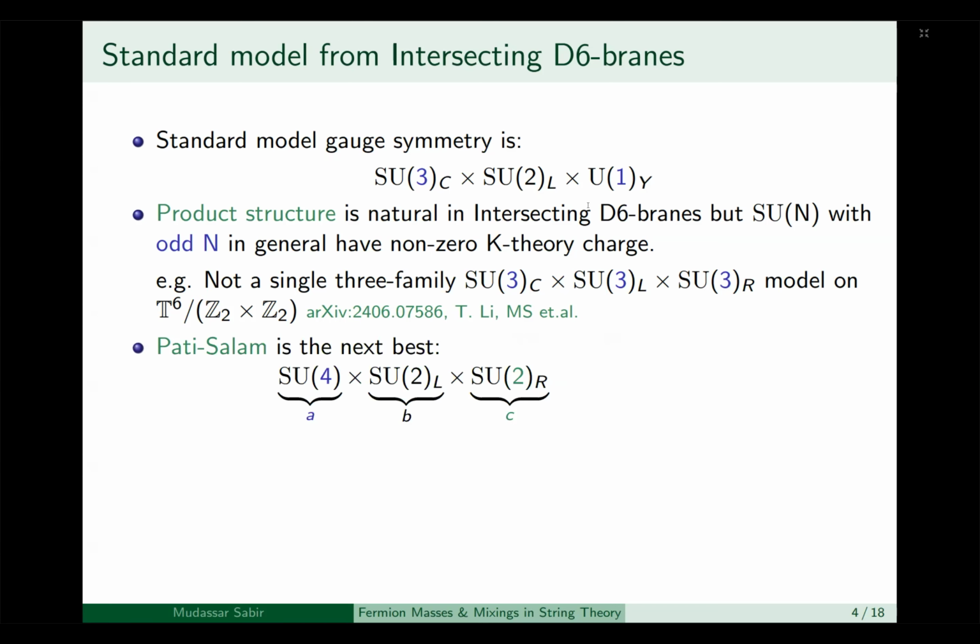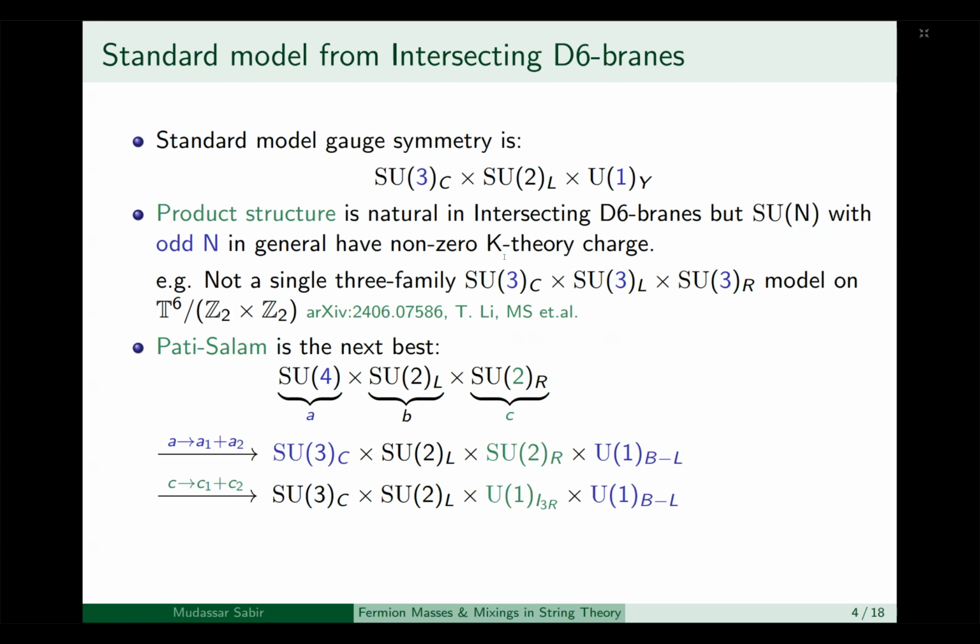The next best thing we can do is Pati-Salam model building. Now everything is even, and K theory charges are trivial because we have an even number of D planes. We can break the symmetry in the following way, where SU4 is broken down to SU3 times U1 B minus L, and SU2R is broken to U1 I3R, and we can combine these U1s to get the standard model hypercharge. So this is the symmetry breaking chain of our Pati-Salam models.